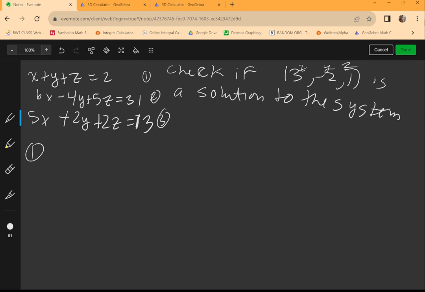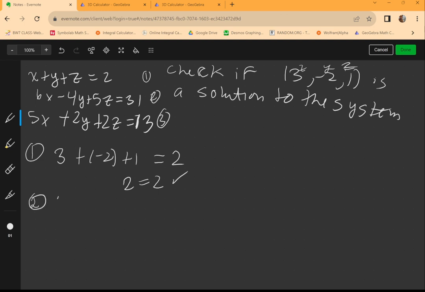So I'll start with equation 1. I'll take this ordered triple (3, -2, 1) and plug that into equation 1. Then we see 3 minus 2 is 1, and 1 plus 1 is 2. So we get 2 equals 2. So that checks out. All right, let's take a look at equation 2.